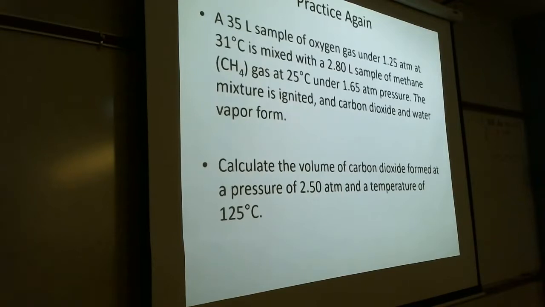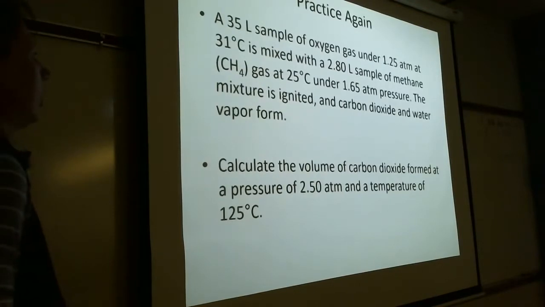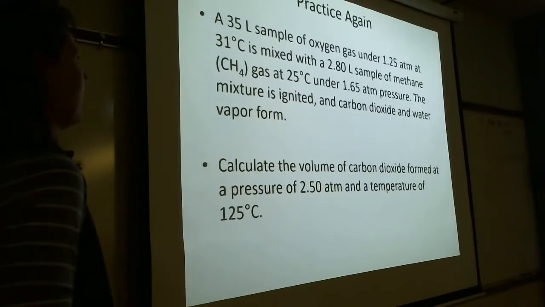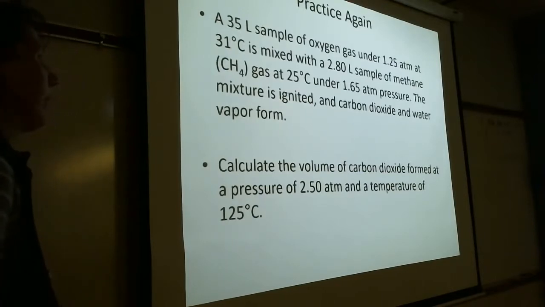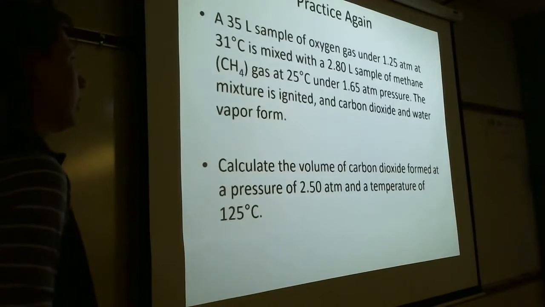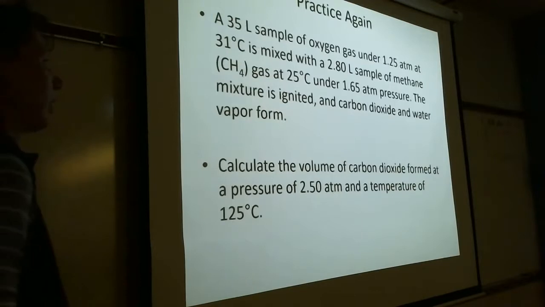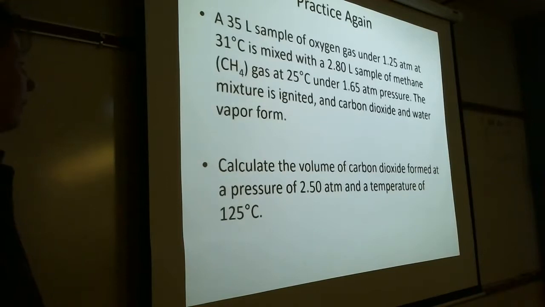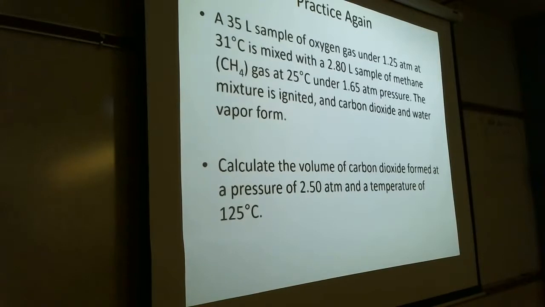A 35 liter sample of oxygen gas under 1.25 atmospheres at 31 degrees Celsius is mixed with a 2.8 liter sample of methane, CH4, at 25 degrees Celsius under 1.65 atmospheres. The mixture is ignited, and carbon dioxide and water vapor form. What kind of reaction would that be? Combustion, right. Calculate the volume of carbon dioxide formed if the pressure is 2.5 atmospheres and its temperature is 125 degrees Celsius.